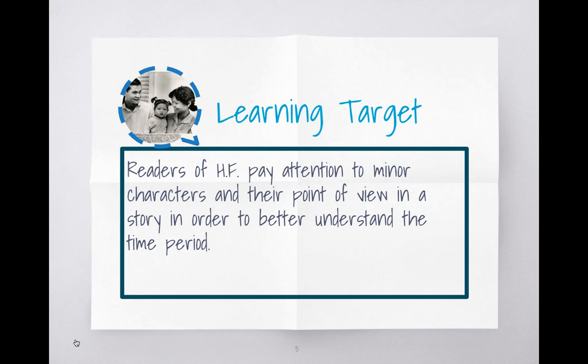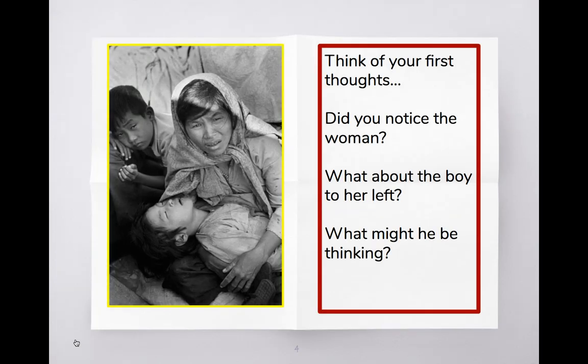So your learning target today is that readers of historical fiction, or HF, pay attention to minor characters and their point of view in a story in order to better understand the time period. You can always pause this if you want to take more time to write down.